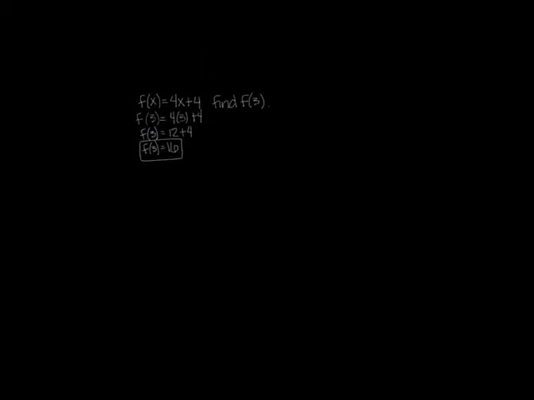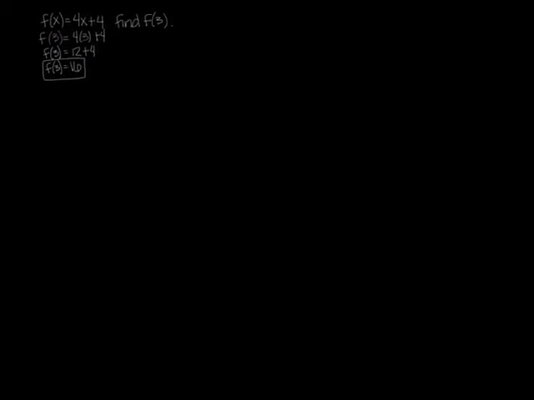Let's do another example. On this one, instead of f of x, let's change things up. It's still function notation, but we're not stuck with those variables. On this one, let's do f of n. Let's say that f of n is 4n minus 7.